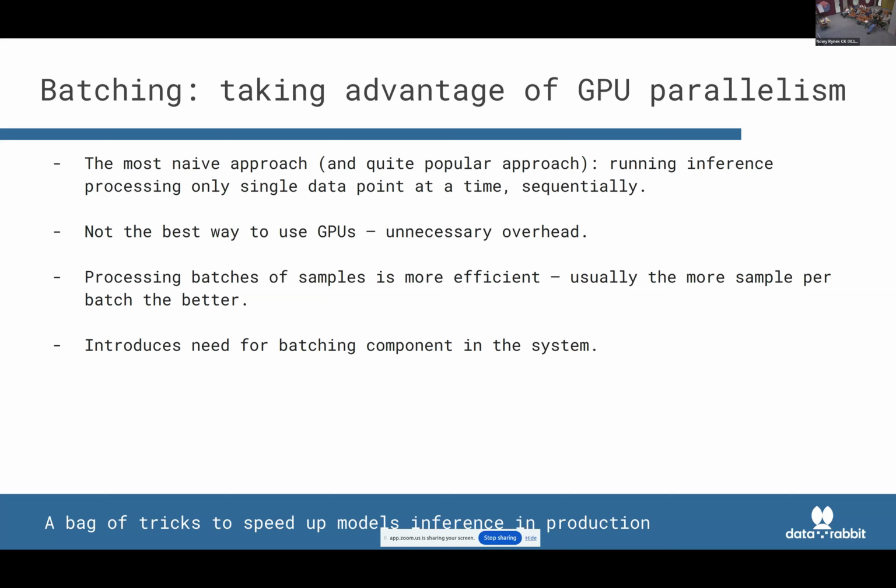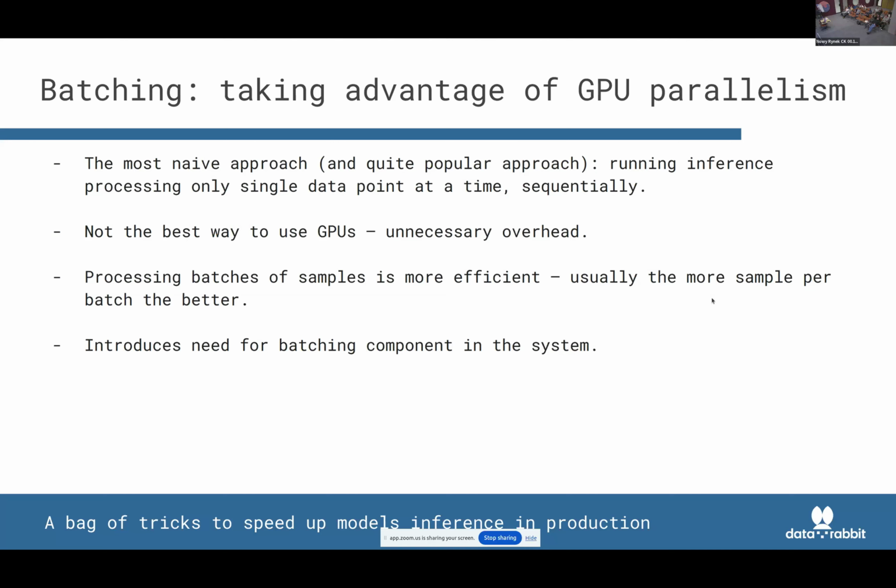Even though with training, it is counterintuitive, right? Because in training, you're also always trying to have the batch size as big as possible, right? And then they go to production and do it piece by piece. Obviously, this is easier to debug, for example, right? Something more predictable, I would say, but again not the best way to utilize the GPUs. It introduces unnecessary overhead, and processing the batch is really more efficient, right? Usually, the more we can fit into the batch, the better.